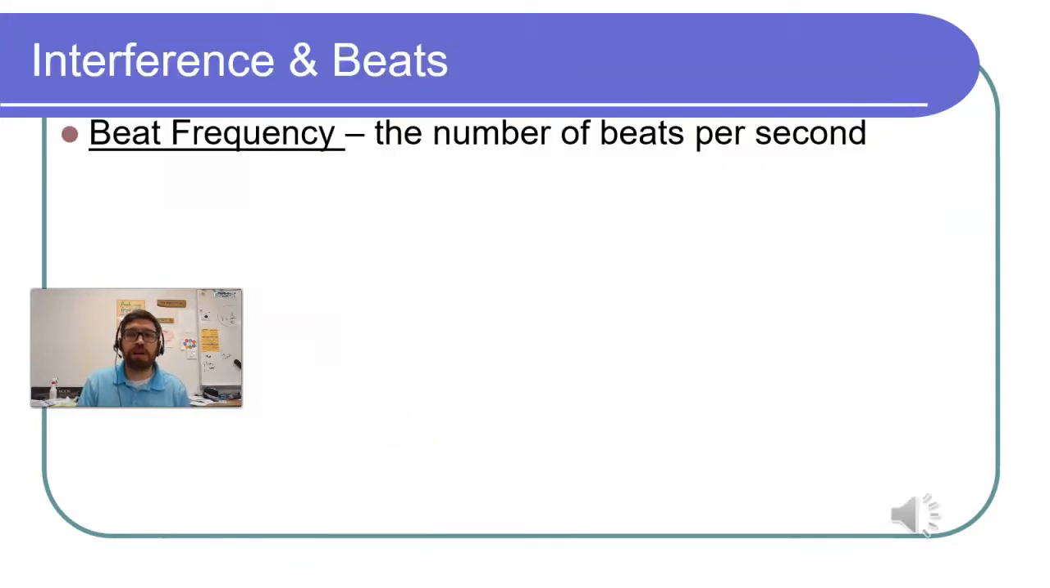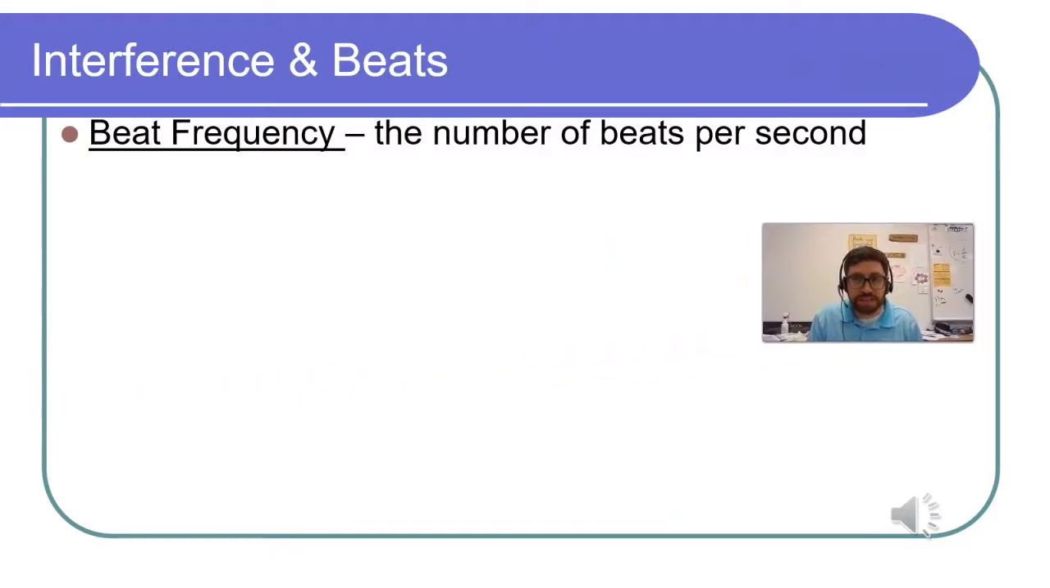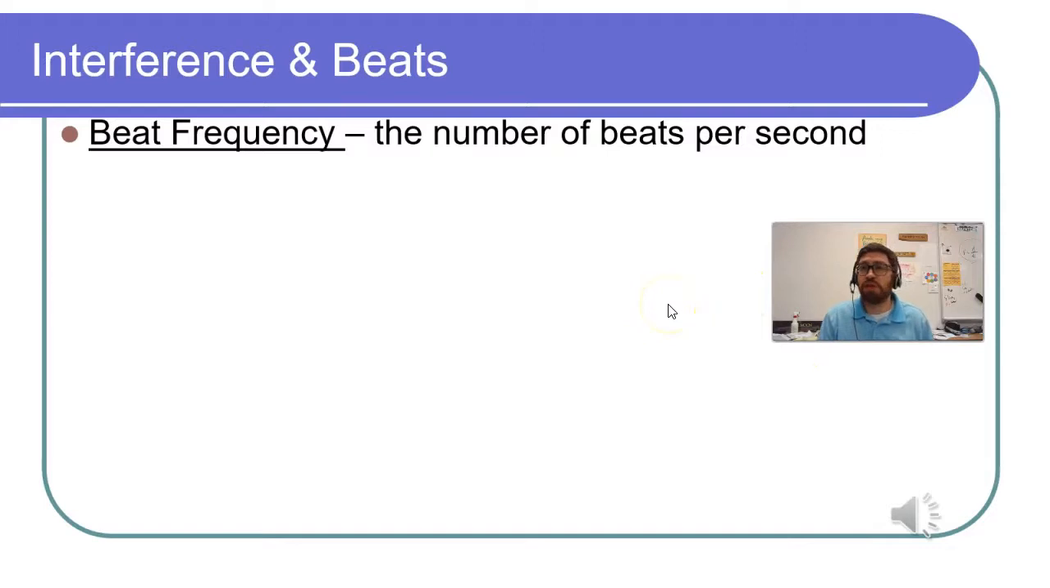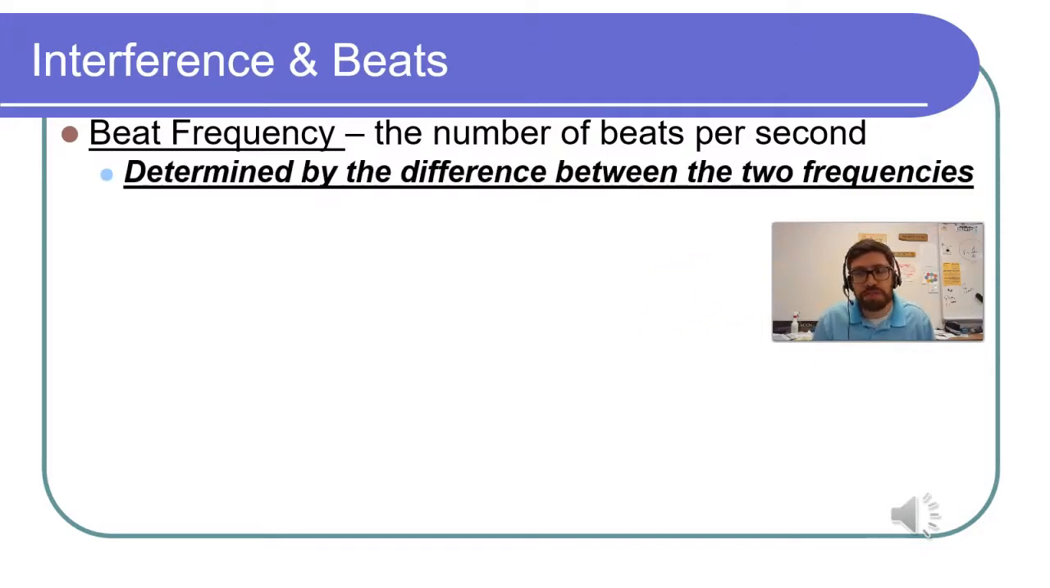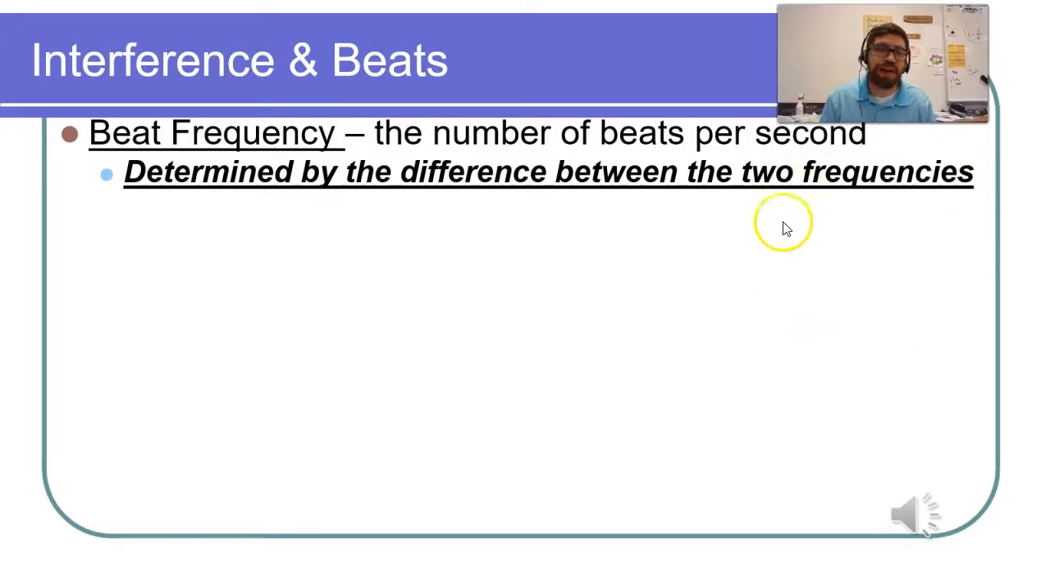Now, we need to talk about beat frequency. That's simply the number of beats you hear per second. It's the frequency of beats, right? We could talk about a frequency of anything. Well, there's a beat frequency. It's the number of beats per second. You need to know how to determine the beat frequency, and it's super easy. It's the difference between the two frequencies. In other words, all you've got to do is subtract the two frequencies. So, a couple of examples here.